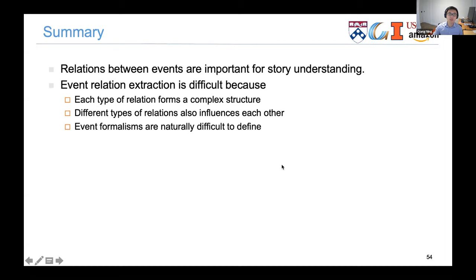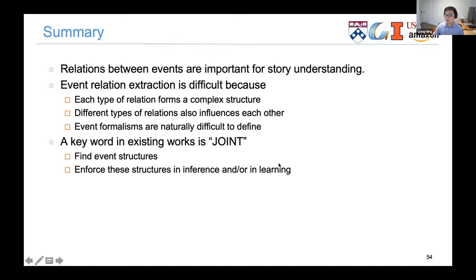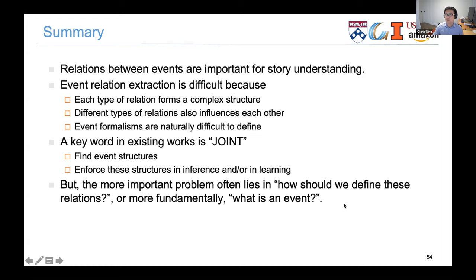And event formalisms are naturally difficult to define. A keyword in existing work solving these challenges is "joint." The basic methodology was to find event structures and enforce these structures in inference and/or in learning. But the more important problem often lies in how we should define these relations, and more fundamentally, what an event is.